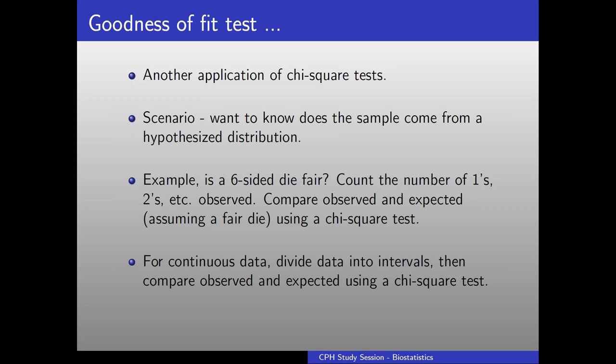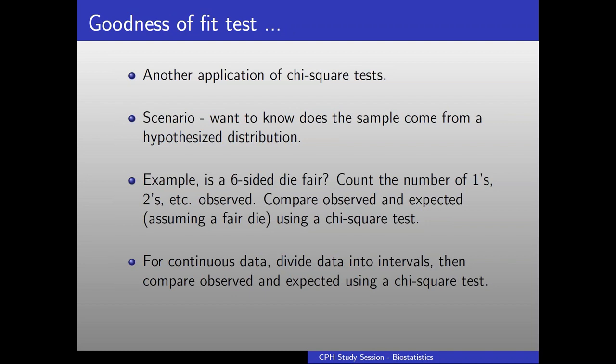The data is going to look like the number of 1s you got, number of 2s you got, number of 3s you got, and so on. If the die is in fact fair, you should get about the same number of 1s, 2s, 3s, 4s, and so on. So you're going to calculate a chi-squared test based on what you observed and what you expect, and determine whether or not this die is fair. The null hypothesis would be that the die is fair, and the alternative would be that it's not, because you're hypothesizing that it comes from this distribution.